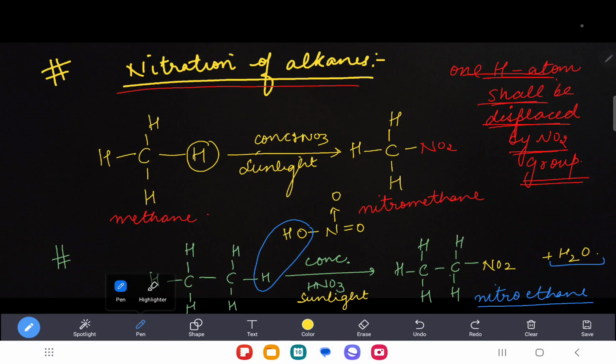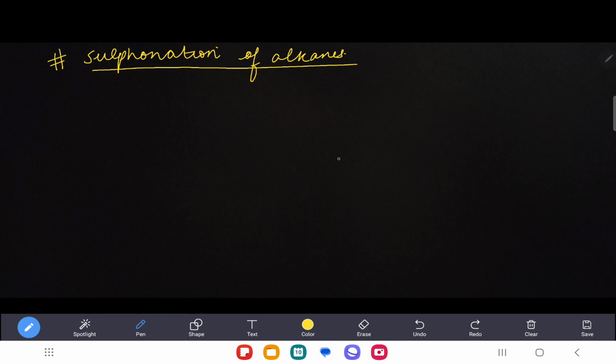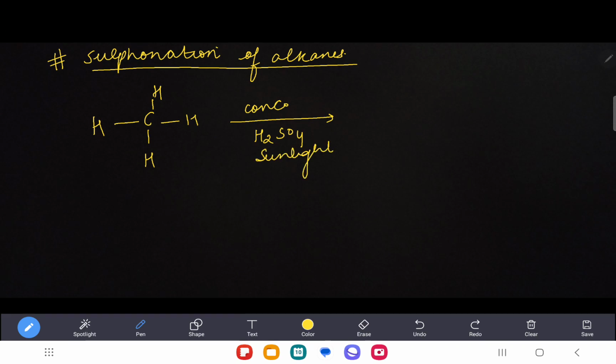Next, the next part we have is the sulfonation of alkanes. When we are talking about the sulfonation of alkanes, what do you think we add? We add concentrated sulfuric acid. So we have CH4, and if you add concentrated H2SO4 in the presence of sunlight, what is going to happen?